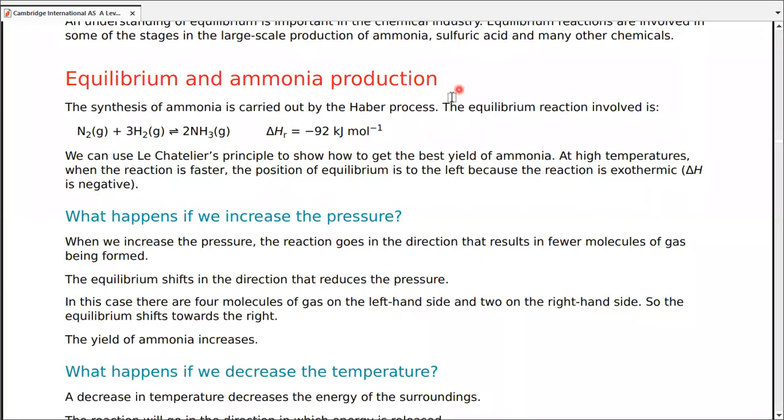At high temperatures, the reaction is faster, but the position of equilibrium goes to the left because the reaction is exothermic. We already understand that for an exothermic reaction, if we increase the temperature, that doesn't go in the favor of the products, actually that goes in the favor of the reactants. So we can easily say that the position of equilibrium is shifting towards the left.